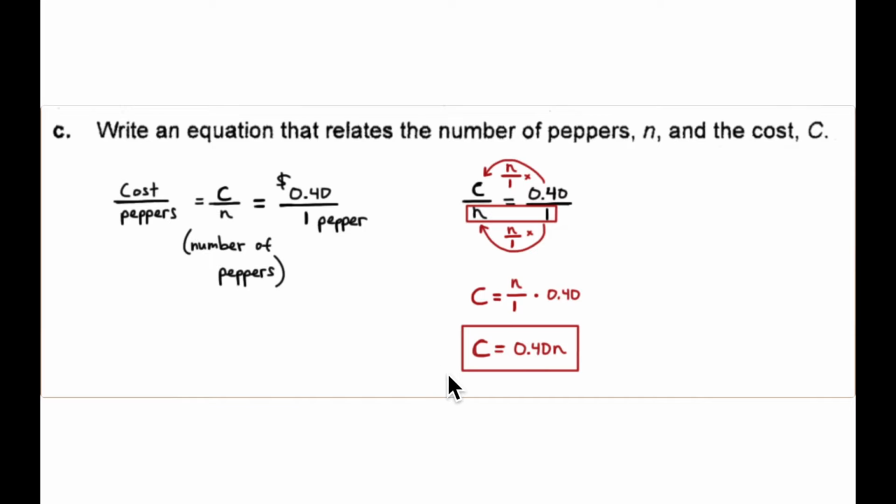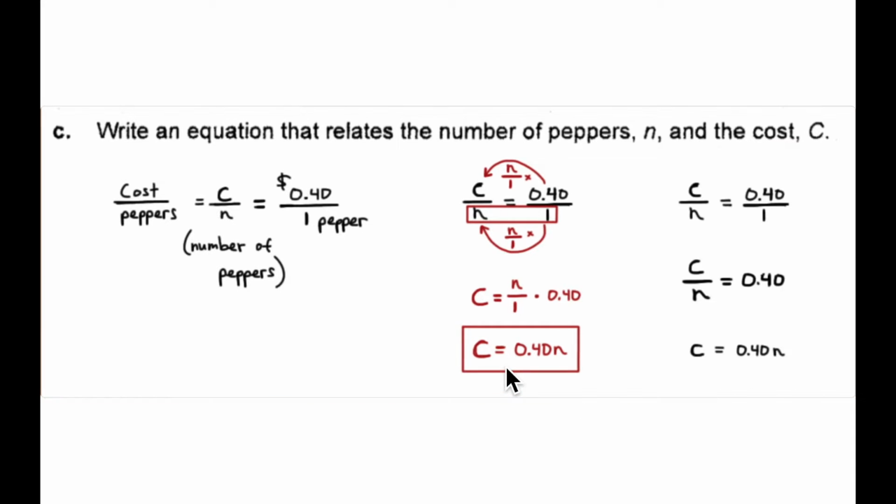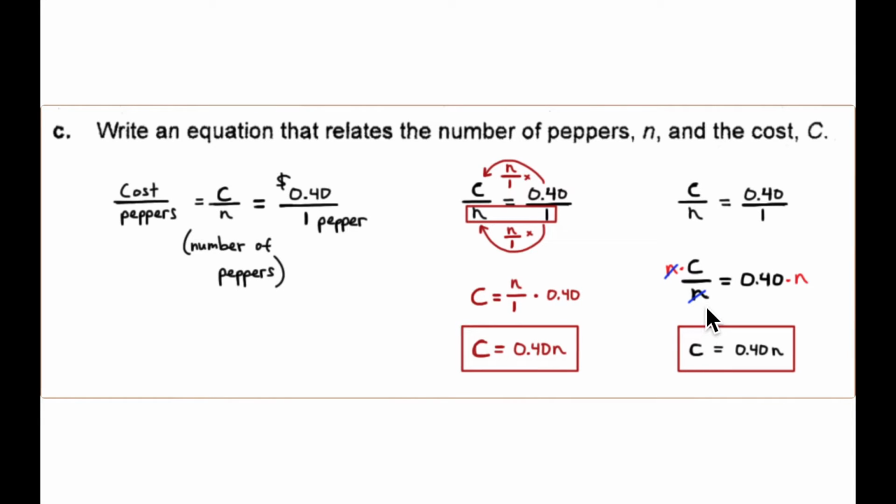So how do you get to this algebraically? So using the algebra, cost per number of peppers is equal to 40 cents for one pepper. 40 cents divided by 1 is 40 cents. And so what you can do algebraically is to get rid of this number of peppers here, to multiply by n, which means you have to multiply this side by that same n. So you end up with cost is equal to 40 cents times the number of peppers.